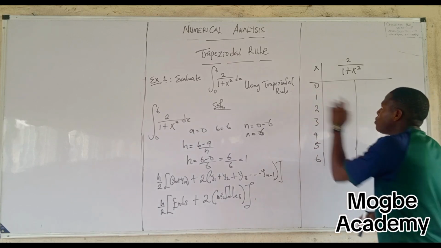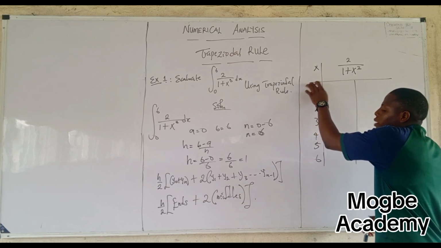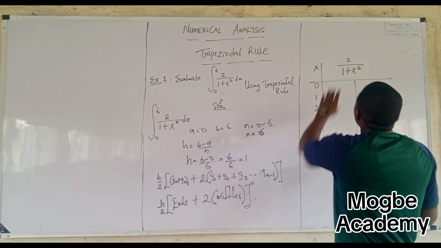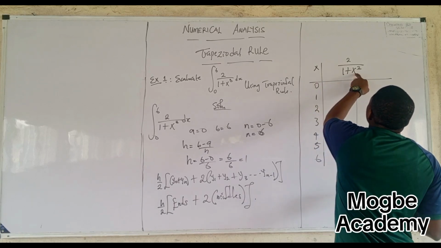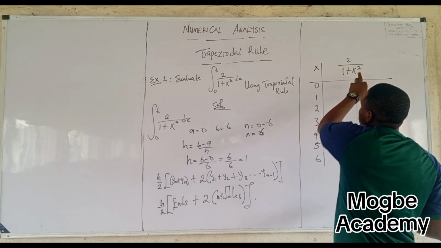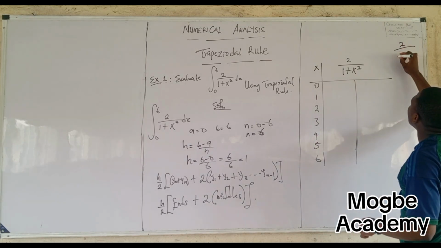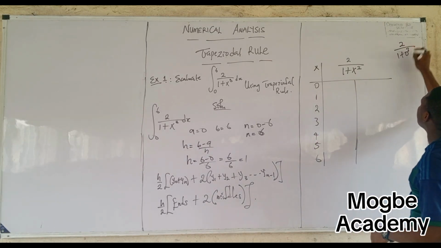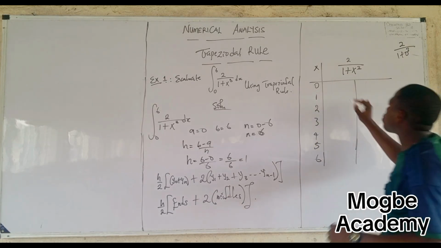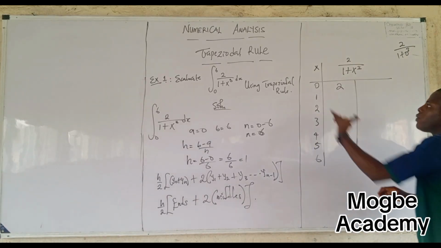Are we together? So basically, for your first column, y0, your initial. Anywhere you see x cubed, what do you put? 0 raised to the power of 3. So if you do that, you simply arrive at 2 over 1 plus 0 cubed. Are we together? We did that, we got 2. Are we together?